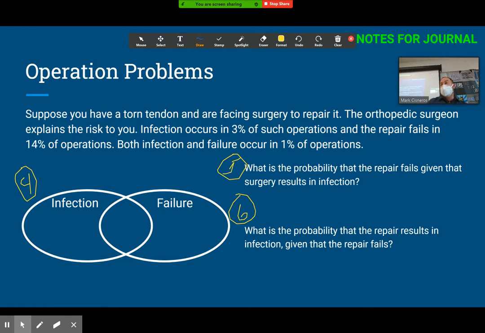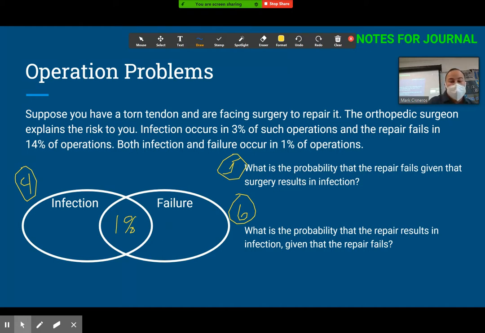The orthopedic surgeon. So surgeries, a lot of risk. Some risk. So they could not work. They could get infected. So on. This particular one, as they're talking about here, says the orthopedic surgeon explains the risks. Infection occurs in 3% of operations. Repair fails in 14% of operations. Both infection and failure occur in 1% of the operations. What number do we put first? 1% goes where? In the middle. Okay. 1%.